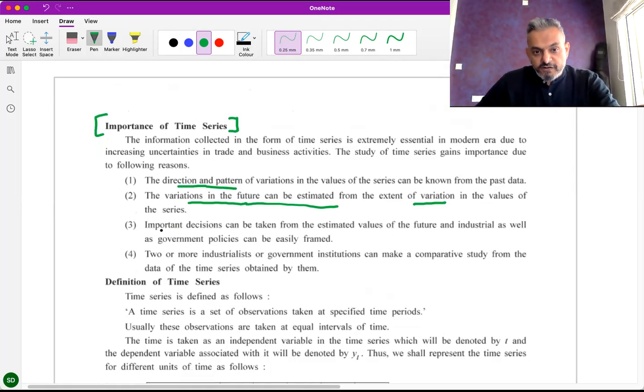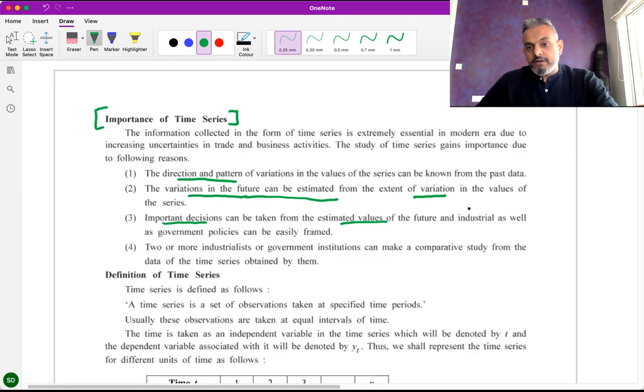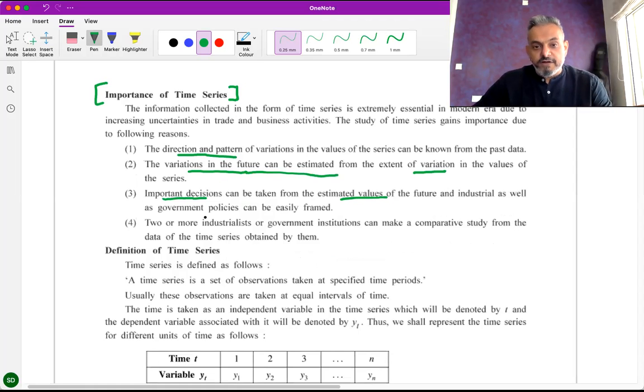Then important decisions can be taken from the estimated value, and industrial as well as government policies can be easily framed.